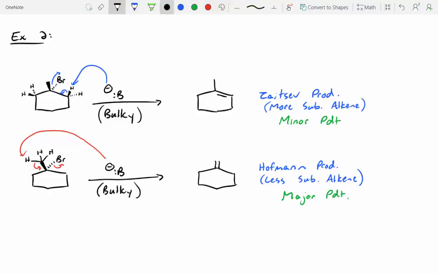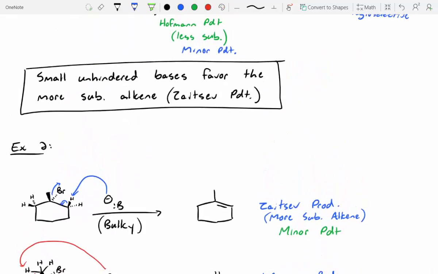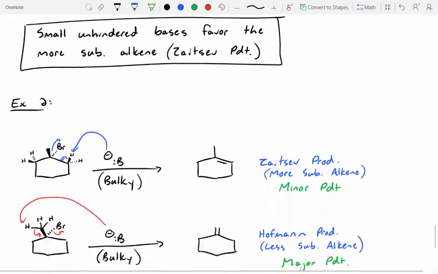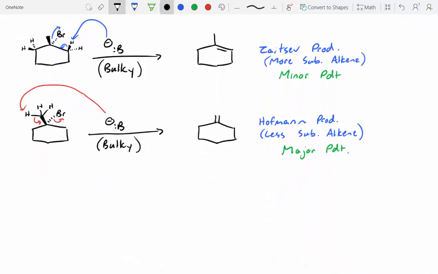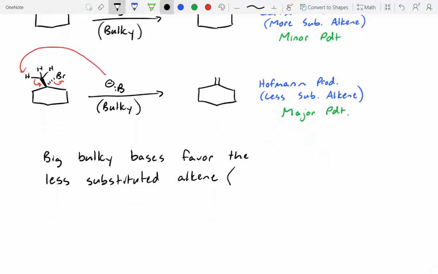So let's make a note of that too. So up here we said small unhindered bases favor the more substituted alkene. Big bulky bases favor the less substituted alkene. Which is our Hoffman product.